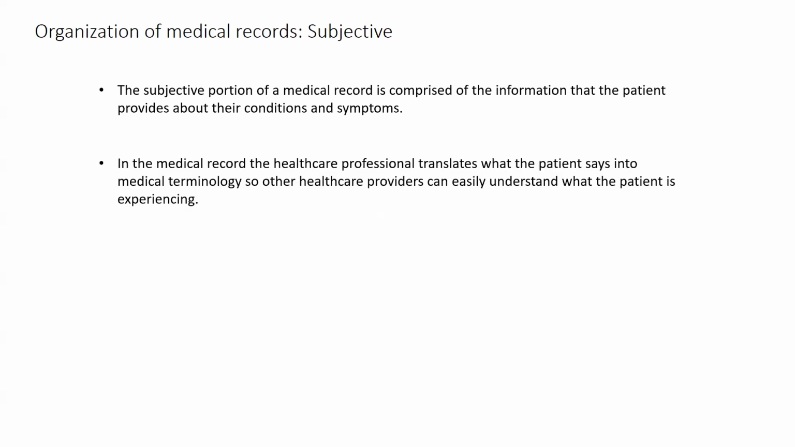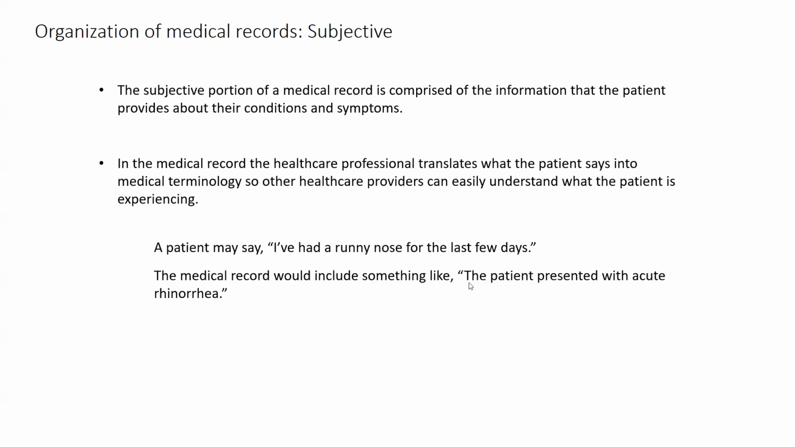In the medical record, then, it's the medical professional's job to take that information and translate it into medical terminology so that any other medical professional who reads that record has a firm understanding of what that patient is going through, what they're experiencing, but in a medical terminology way. So, for example, a patient may say, I've had a runny nose for the last few days. Well, in the medical record, you would see it written as the patient is presented with acute rhinorrhea. So acute meaning it's sudden onset, it just came up. And rhinorrhea, as we saw before in previous, rhea means to flow, rhino means to nose. So that's a runny nose.